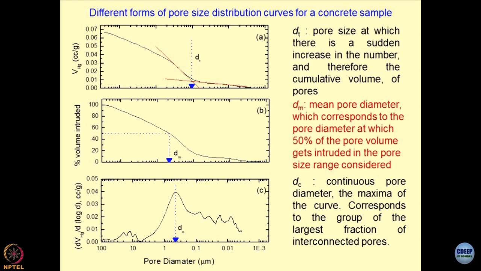So, these three parameters are utilized for defining any porous media: DT, DM and DC. DT corresponds to the cumulative volume of the mercury which has gone into the material, DM is the mean pore diameter and DC is the continuous pore diameter. These parameters have been linked with several mechanical properties of geomaterials.